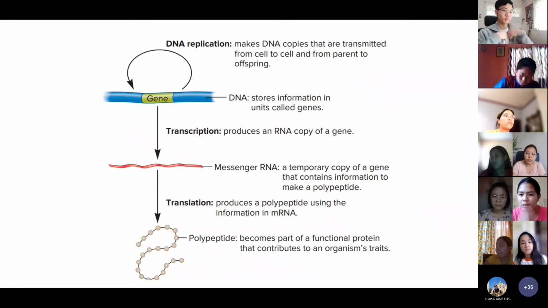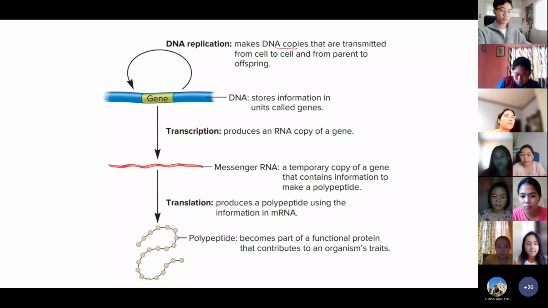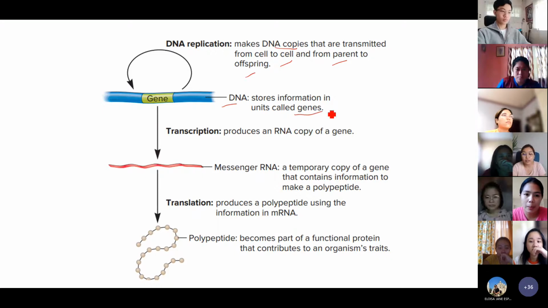Now, just a quick recap of our essential dogma of genetics. Number one, we have DNA replication, wherein we make copies that are transmitted from the cell of the parent to the offspring. And then your DNA will store the information in the units that we call genes. Your genes contain your traits.